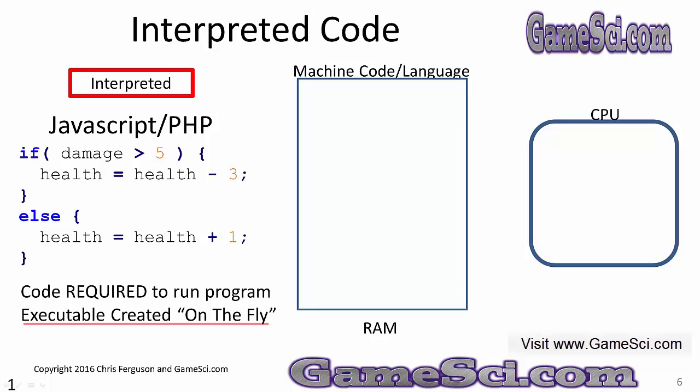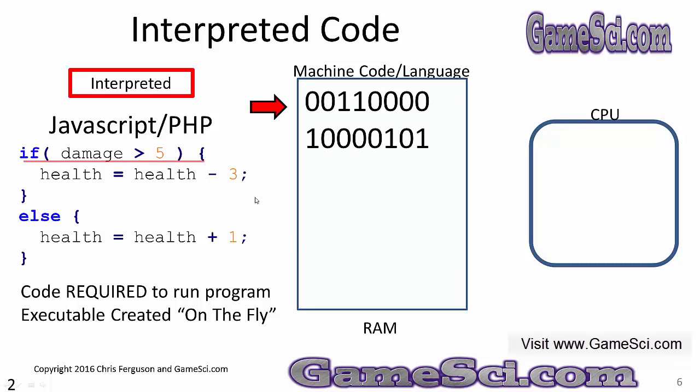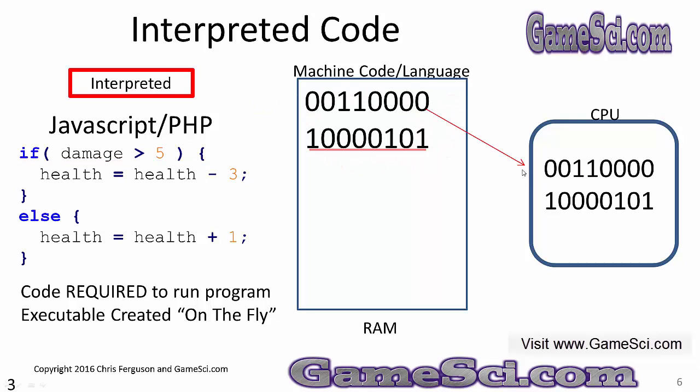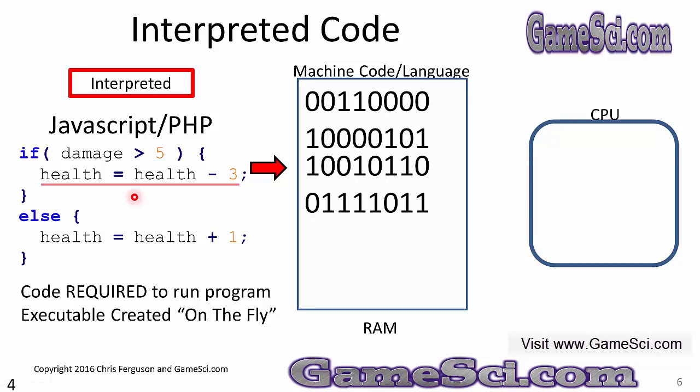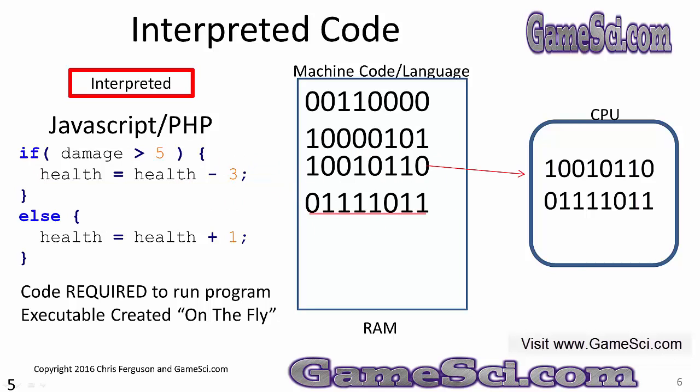What happens in an interpreted language is the executable is created on the fly while you're trying to run the program. The interpreter will read the first line of code, if damage is greater than 5, convert it over to binary machine code, and then send it off to the CPU to execute. When it's done with that, it'll go to the next line of code, health equals health minus 3, convert it to binary machine code, then send it off to the CPU for execution.